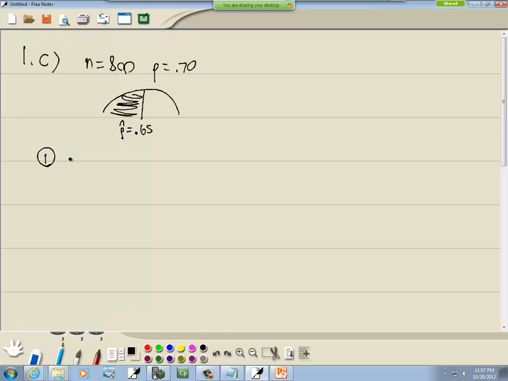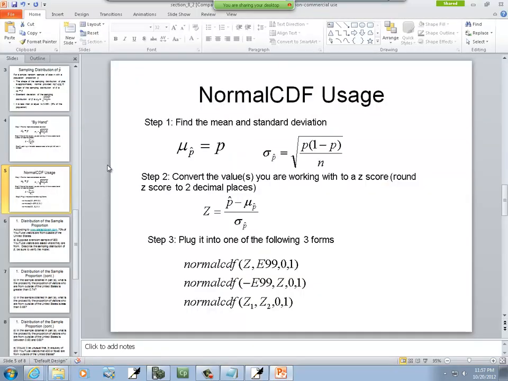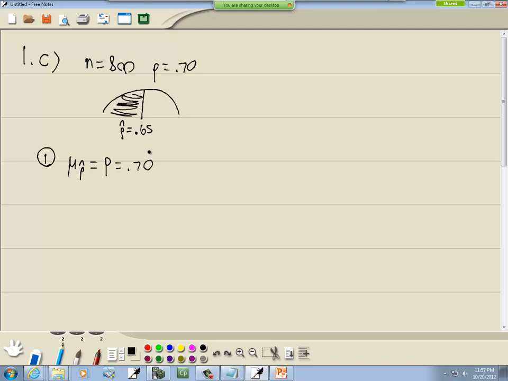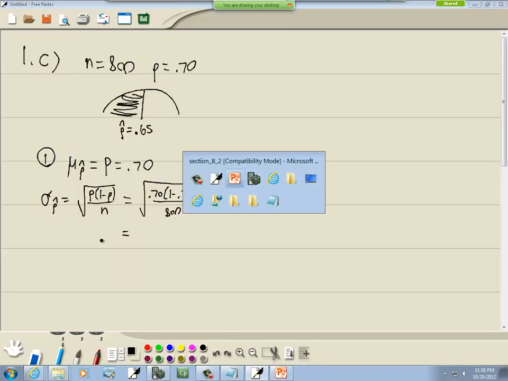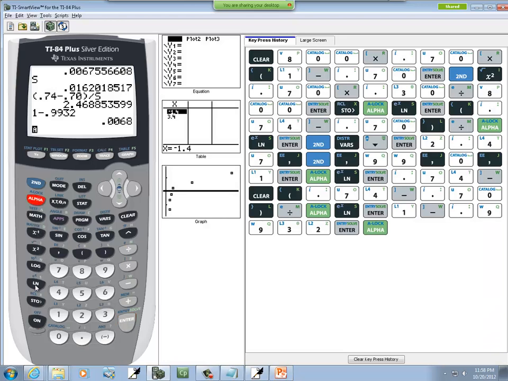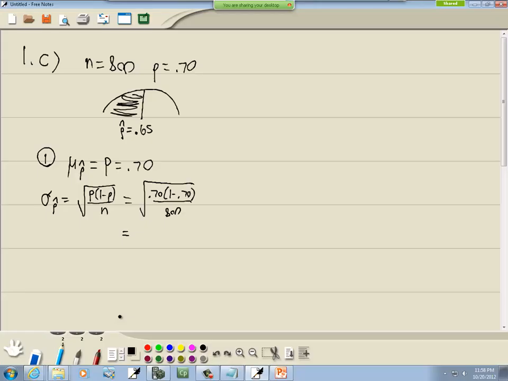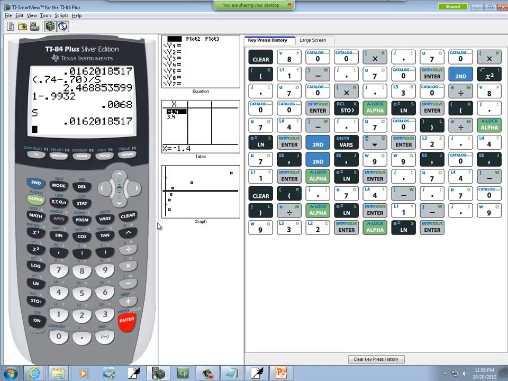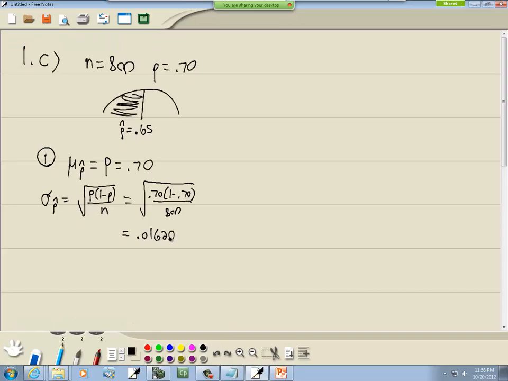Our first step, mu sub p hat is equal to p, which is 0.70. And sigma sub p hat is equal to the square root of p times 1 minus p over n, which is 0.70 times 1 minus 0.70 divided by 800, which gives us, see alpha ln enter, this right here. I already got that stored off, so I'm going to keep using that. 0.0162018517.